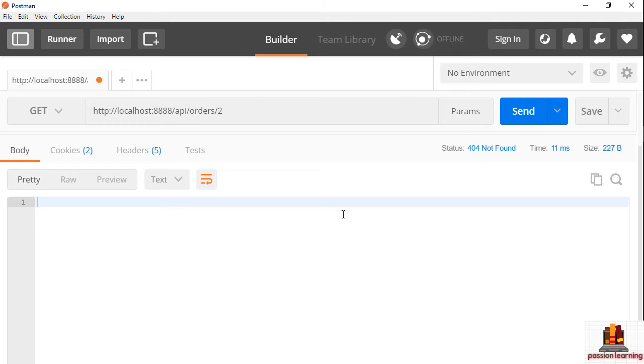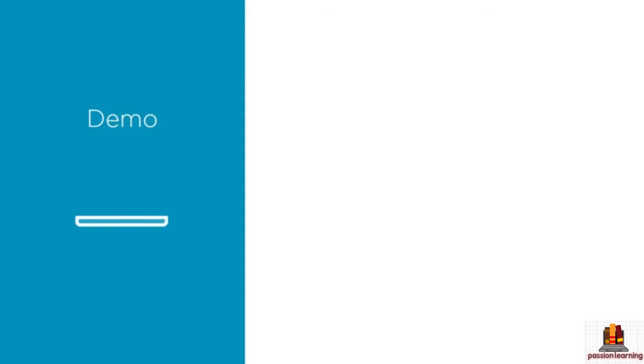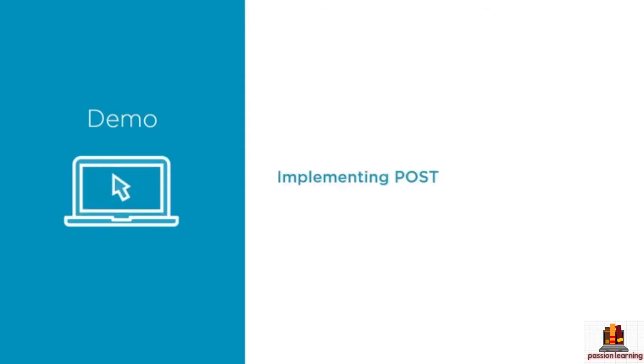Next, let's learn a way to add new orders to our project. Now let's implement post in our API so we can add new orders.